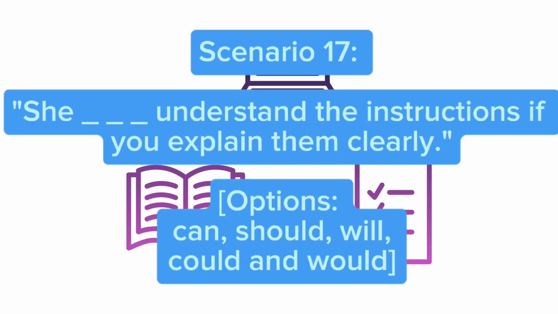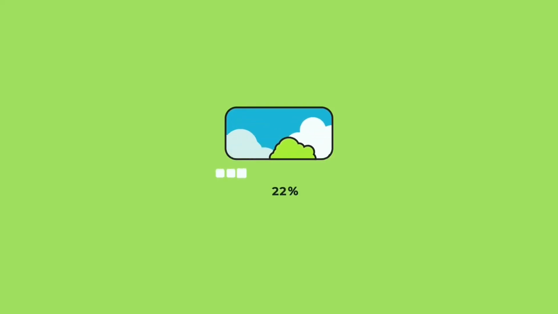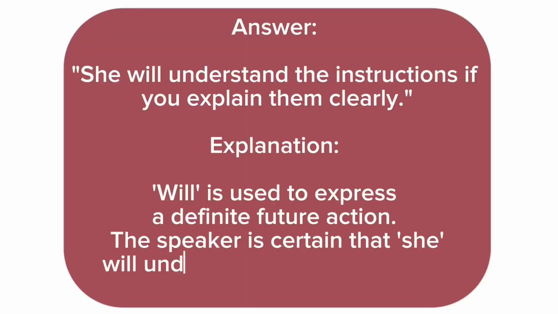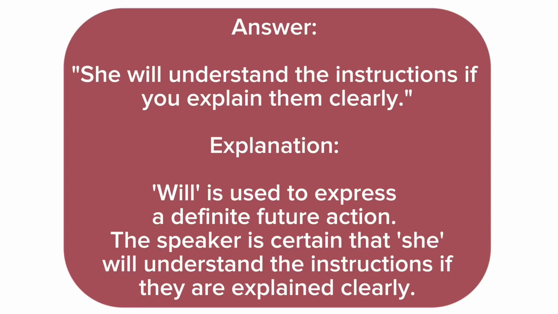Scenario 17. She understand the instructions if you explain them clearly. Options: can, should, will, could, and would. Answer: she will understand the instructions if you explain them clearly. Explanation: will is used to express a definite future action. The speaker is certain that she will understand the instructions if they are explained clearly.